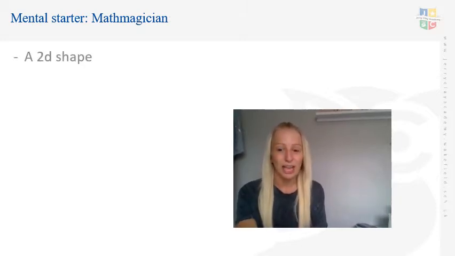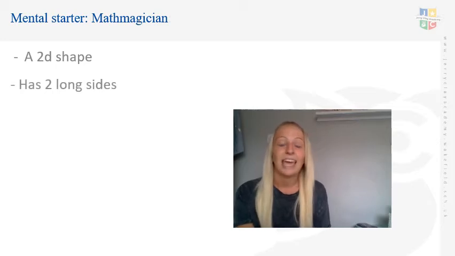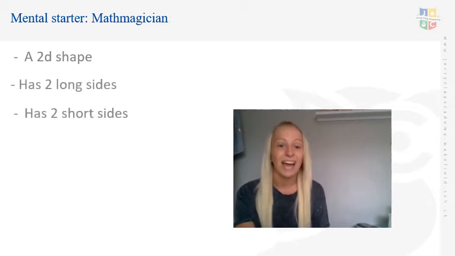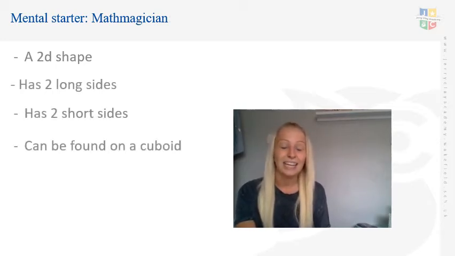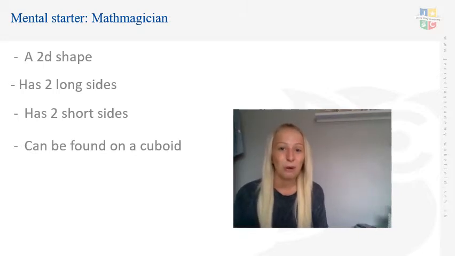It is a 2D shape, which means it can be found as a face on a 3D shape. Other than that, it is flat. It has two long sides and two short sides, and it can be found on a cuboid. See if you can pause the video now and write or draw the shape that I am thinking of.